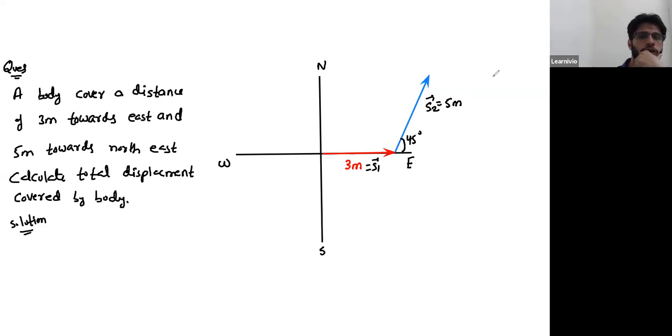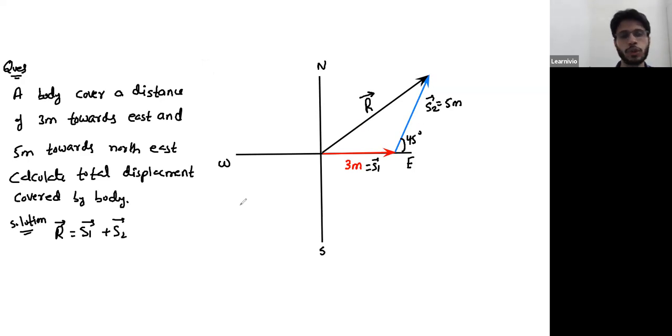Okay, now can you guess what type of vectors are they? Are they coinitial, same order or opposite order? These two vectors are in same order, right? Because the head of one vector coincides with the tail of another. So if head and tail coincide, that means vectors are in same order. This is the resultant. So you are supposed to calculate R, which is vector S1 plus vector S2.